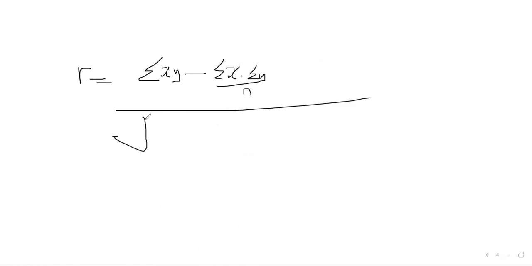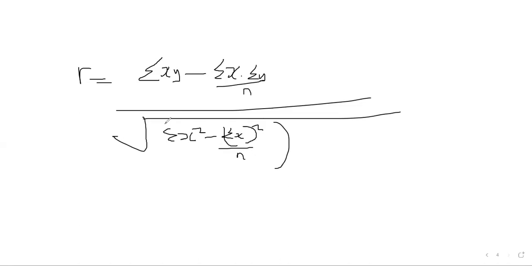R is equal to the summation of xy, then minus the summation of x multiplied by the summation of y over n, over the square root of the summation of x square minus the summation of x, squared, over n. So this is one parameter here. The summation of y square minus the summation of y, squared, over n. So this is it on this one.